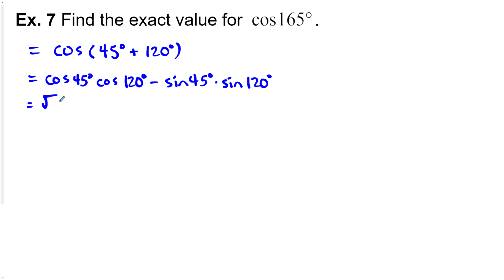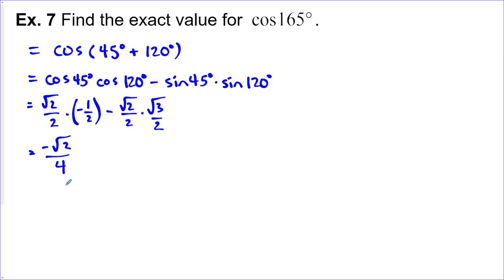Cos 45 degrees is root 2 over 2. Cos 120 degrees is negative 1/2. Sine 45 degrees is root 2 over 2. And sine 120 degrees is root 3 over 2. Let's combine up these terms. So we get negative root 2 over 4, and this one will be minus root 6 over 4. We get negative root 2 minus root 6 all over 4.